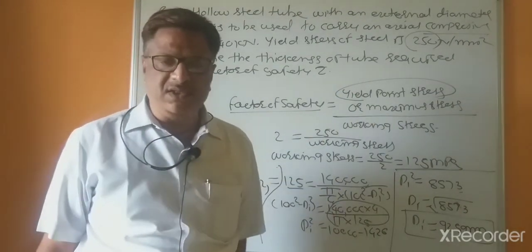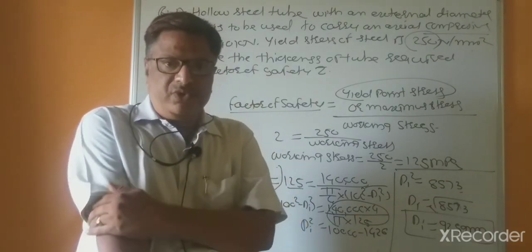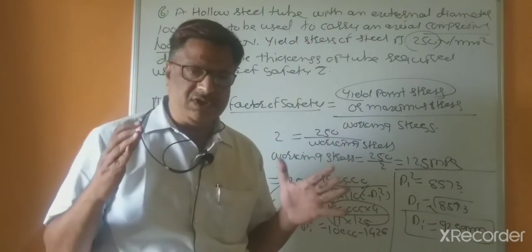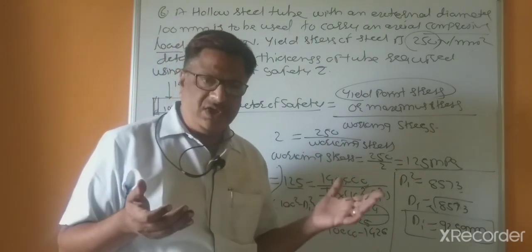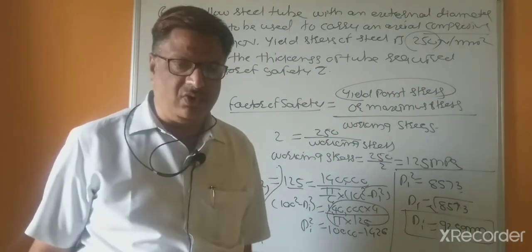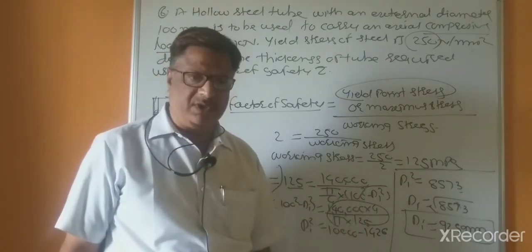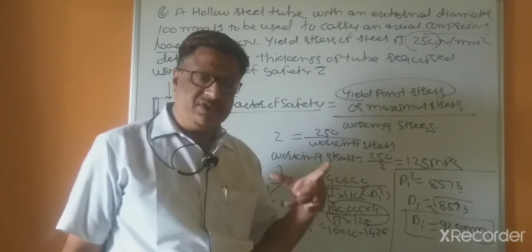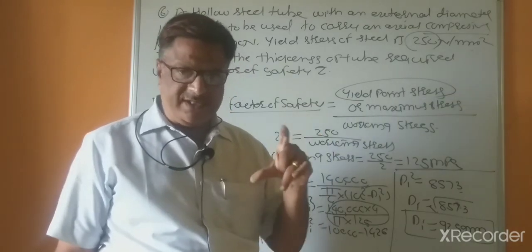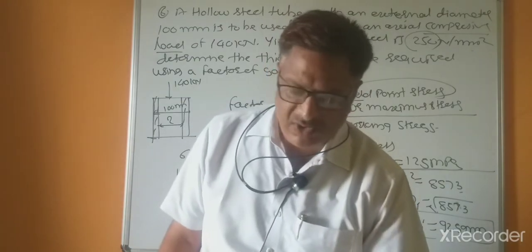In the next class, we'll see some problems related with composite bars or composite materials. Composite materials means a combination of two materials, such as steel and brass, when load acts on both simultaneously. What is the effect on both materials? If the material strength is more, the elongation will be less, and if the material strength is less, the elongation will be more.